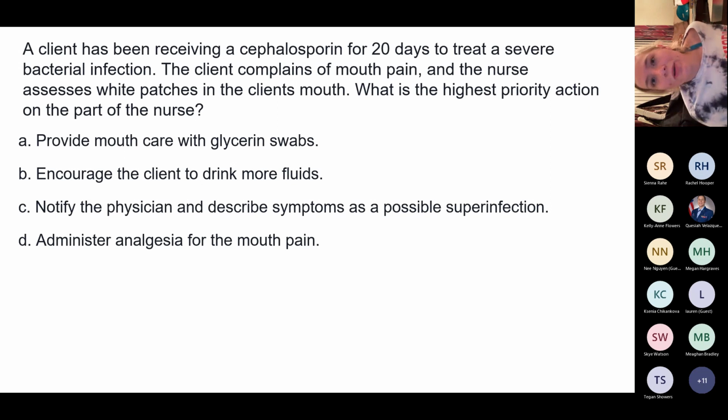Alrighty, everyone, last question of the night. A client has been receiving a cephalosporin for 20 days to treat a severe bacterial infection. The client complains of mouth pain, and the nurse assesses white patches in their mouth. What's the highest priority action on the part of the nurse?